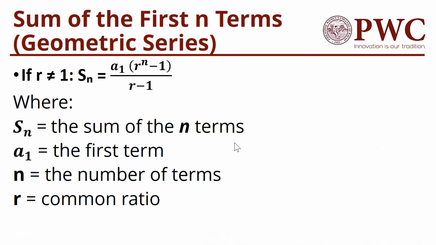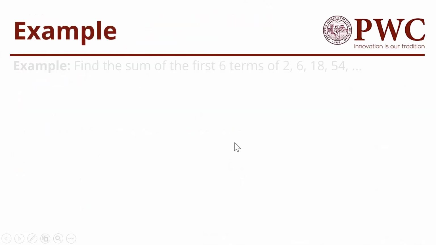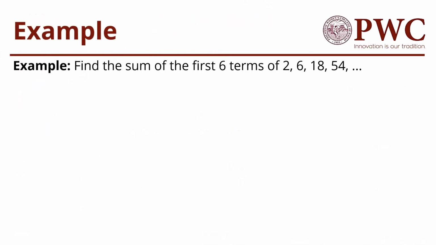Now, let's have an example. In this example, we need to find the sum of the first 6 terms of 2, 6, 18, and 54. So, in layman's terms, we need to add all of the values of the first 6 terms of this geometric sequence. Okay, now first, we need to list all of the given information. We know that our first term is 2, which is a sub 1. Our second term is 6, which is a sub 2. And our n, which is the number of terms that we need to solve, is 6.